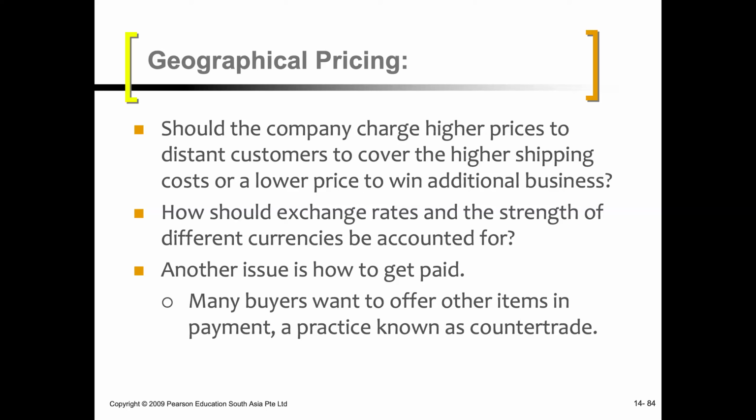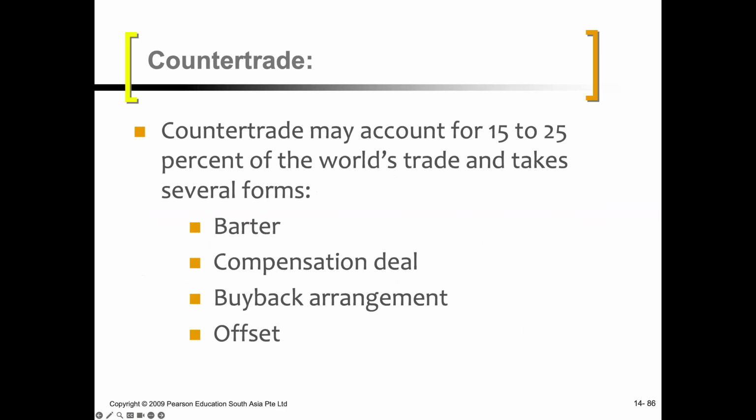And another issue is how to get paid. Many buyers want to offer other items in payment, a practice known as countertrade. Countertrade may account for 15 to 25% of the world's trade and takes several forms: barter, compensation deal, buyback arrangement, or offset.